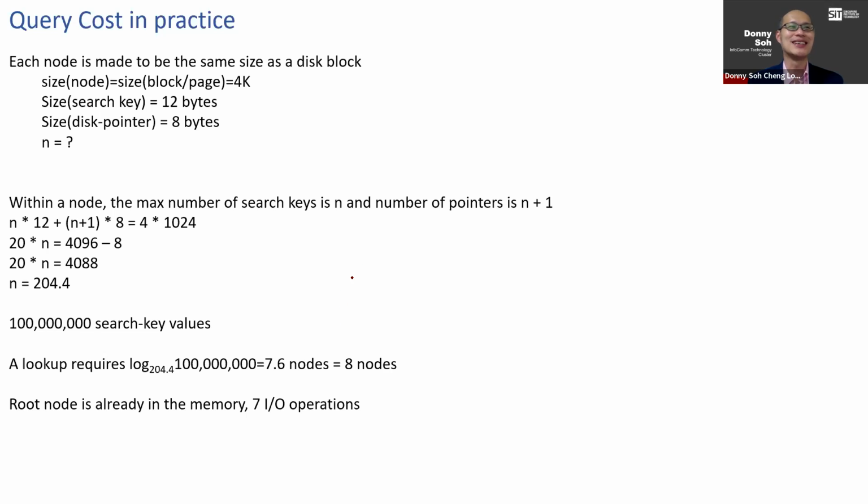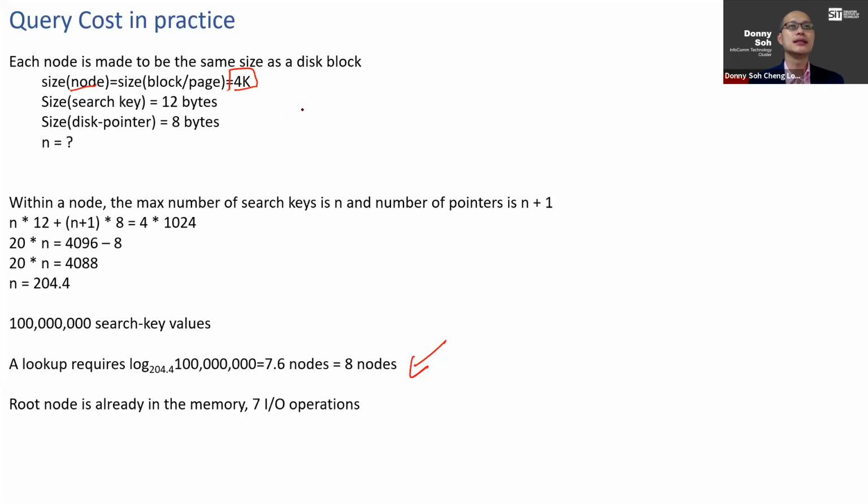The bit of context is: the question is, if the size of a node is 4K, the size of a search key is 12 bytes, and the size of a pointer is 8 bytes, how many lookups do you need to transfer? I think I'm more comfortable thinking about it in this way.